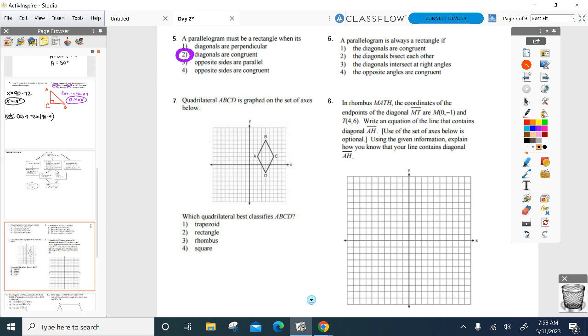And then 6, I should have taken that out. A parallelogram is always a rectangle if diagonals are congruent. So know the special facts about rhombus, rectangle.